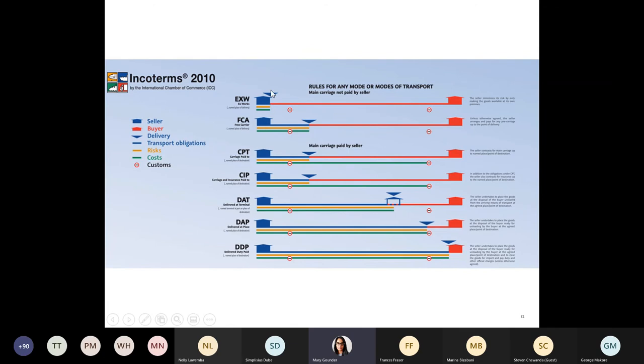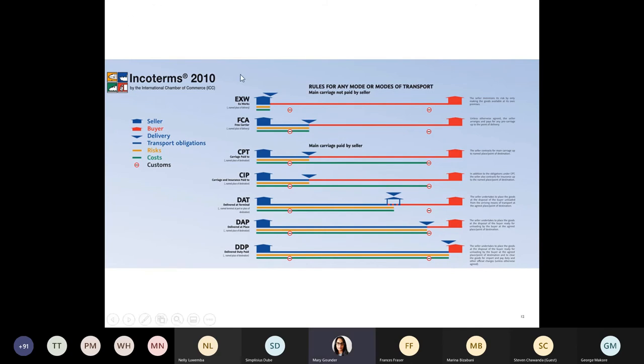Okay. Now here you've got your little arrow. Your blue arrow actually tells you where your risk and costs and your transport hand over to the buyer. So here you are, the seller, and here you've got your buyer. The red warehouse is the buyer, and the blue warehouse is the seller. Whatever that arrow is, that is where your risk passes. So here, your Ex Works is literally at the seller's warehouse. That is where your risk passes.